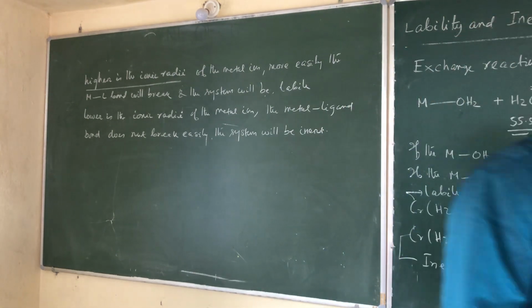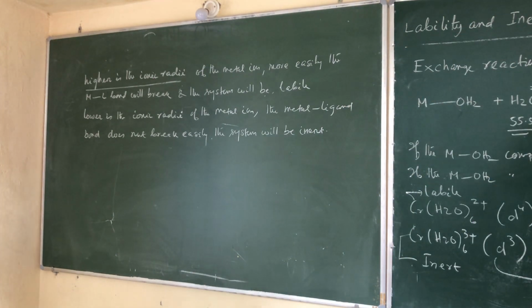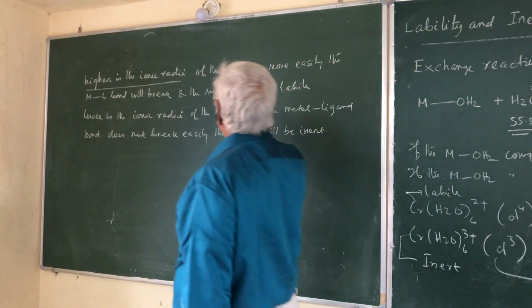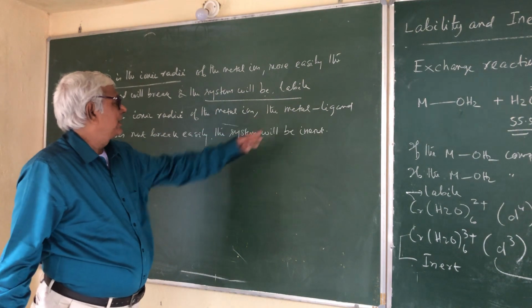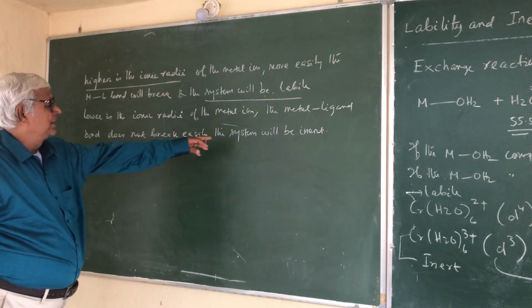Very very important point being discussed here. Higher is the ionic radii of the metal ion, more easily the metal ligand bond will break and the system will be labile. Lower is the ionic radii of the metal ion, the metal ligand bond does not break easily, the system will be inert.